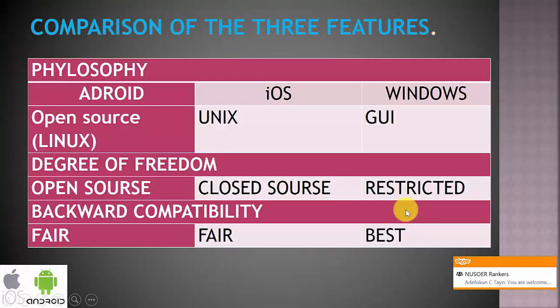Quickly, I just have the chart of the philosophy, the degree of freedom, and the backward compatibility. So I'll move forward based on what Prof has given us initially. If I'm looking from the angle of their programming source, the programming for Android has to do with Java, while the iOS has to do with Objective-C, and the Windows has to do with C or C++. I've mentioned the philosophy for Android initially, and we can see it from the chart here. That of the open source, the Unix, and the Windows is graphical user interface.